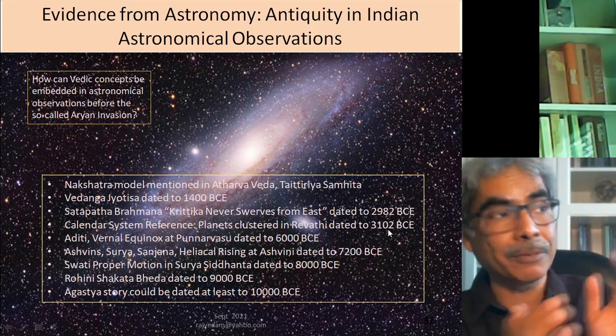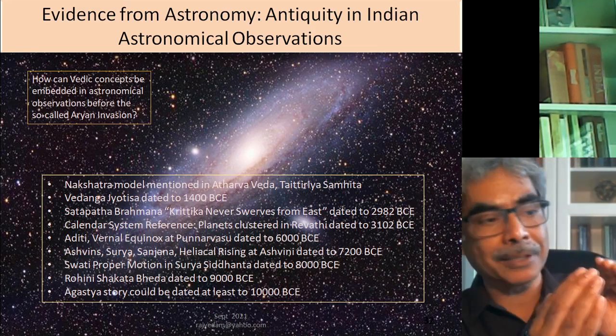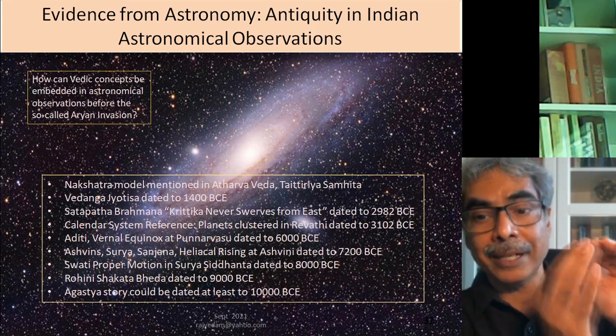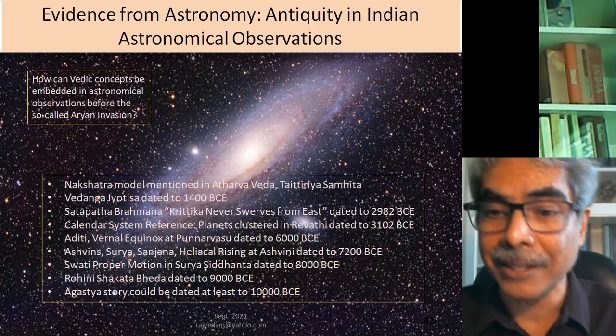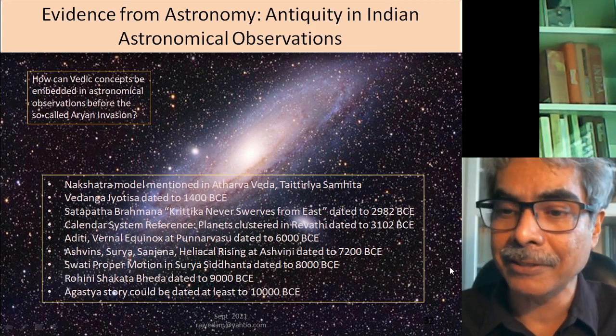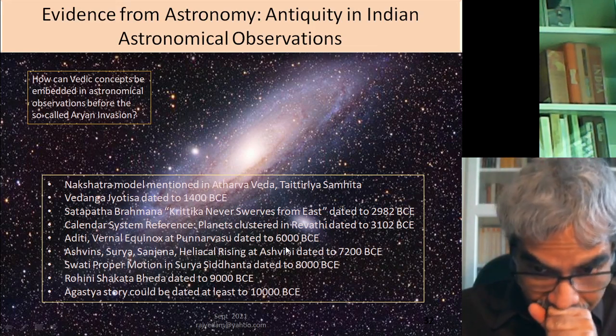This is a point when most of the planets were clustered in a certain nakshatra called Revati, which is Zeta Piscium, if you will, and this is dated to 3102 BCE.